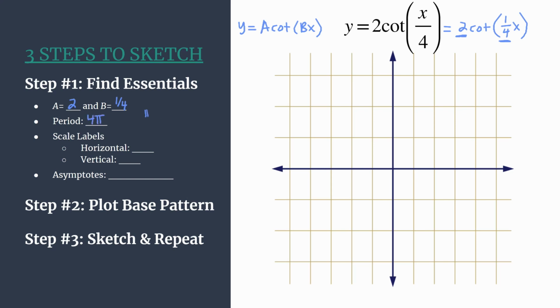Write that out if you need to. Pi divided by 1/4 is actually pi times the reciprocal. And that's how we get 4 pi.